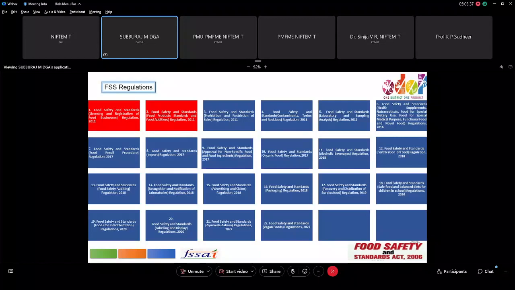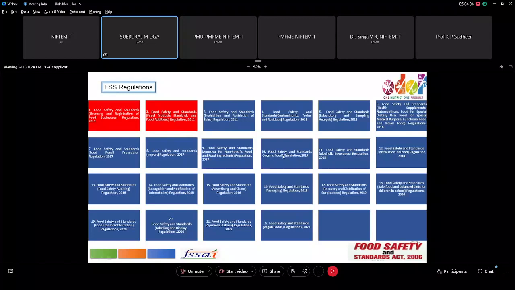After the Act, what happened? There are several regulations, the food safety regulations. If you see, there are 22 regulations. Most of the regulations are relevant for food safety. That means rice. You see that food fortification is there, regulation 12. So if you are doing fortification, you have to comply with regulation 12.